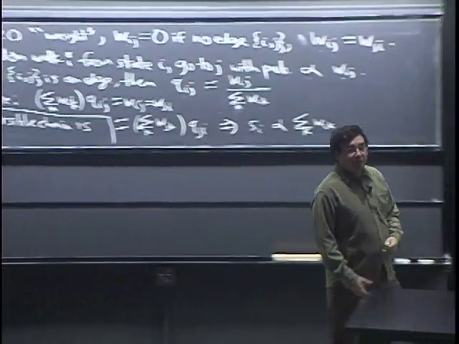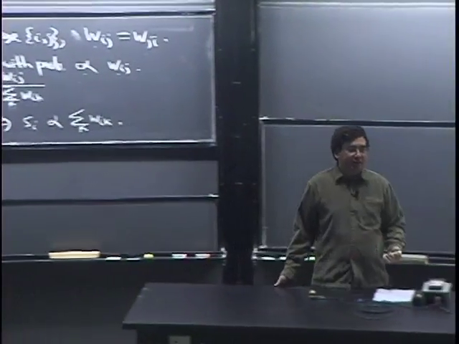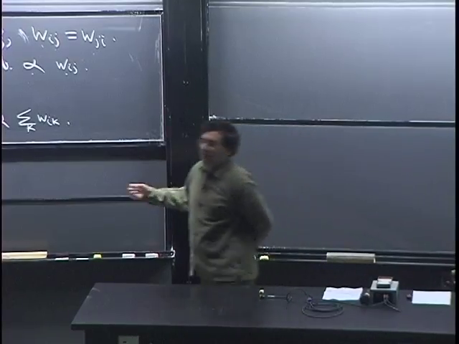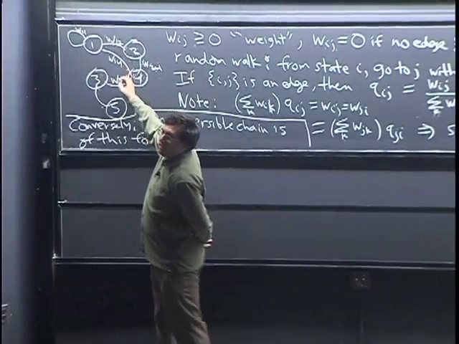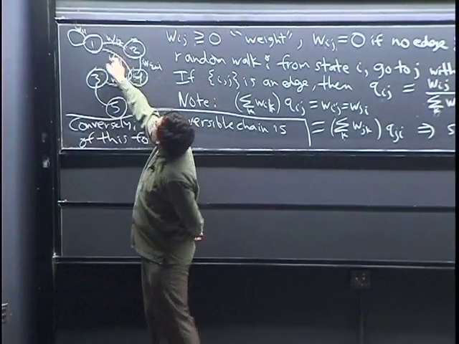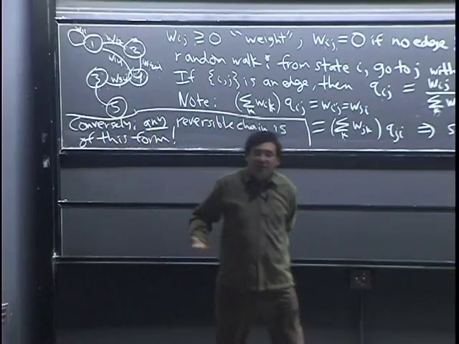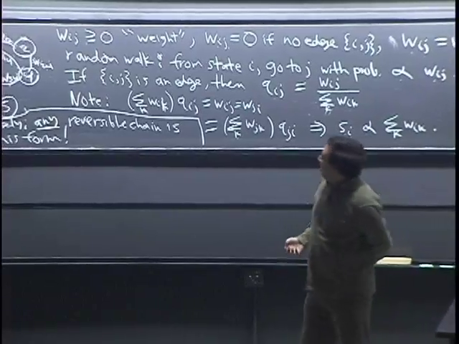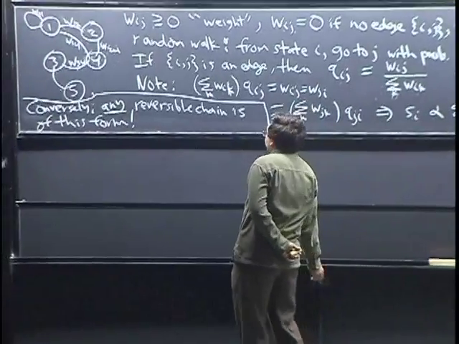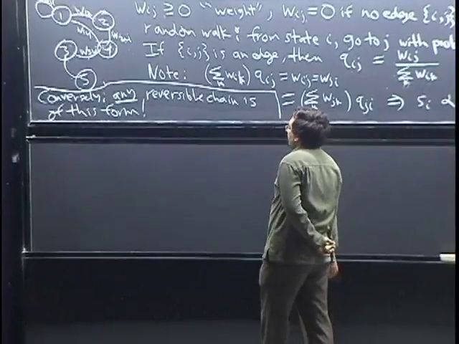So why is that true? Well, we just need to define the Wij's. So it's pretty obvious what network we should use. The nodes are the states, and we put edges whenever Qij is positive, right? And all we need to do is just say what the weights are.